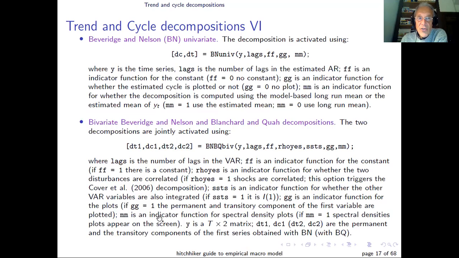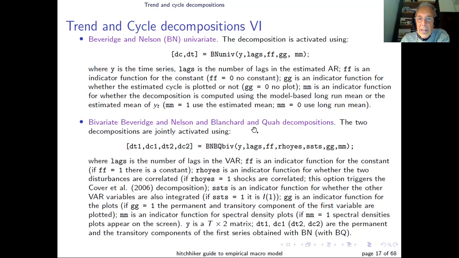The last two decompositions instead are based on VARs, where one is univariate and one is multivariate. The univariate is the Beveridge-Nelson. You activate it with BN univ. It takes as input the data, the number of lags, and then there's a bunch of indicator functions here. They are the usual ones. The most important is whether you're using a constant or not, ff equal to 0 or ff equal to 1, and whether you're using the estimated mean or the long-run mean to calculate the decomposition.